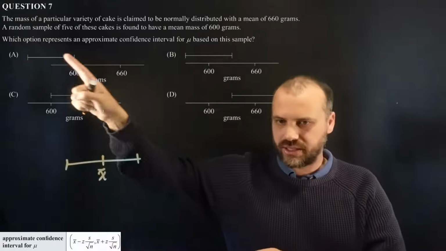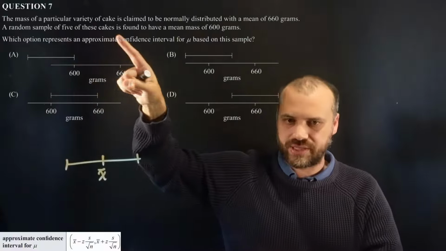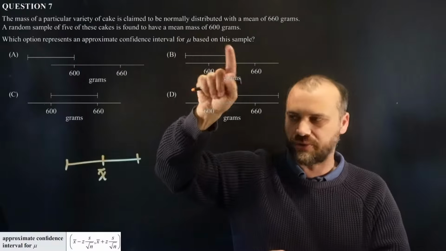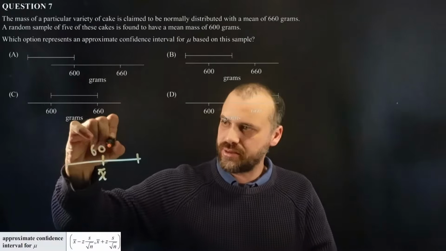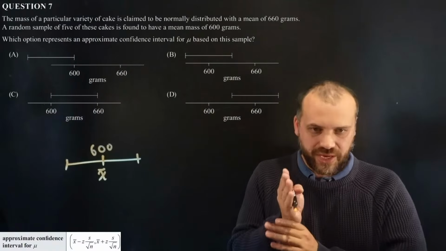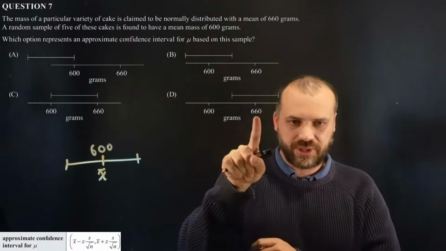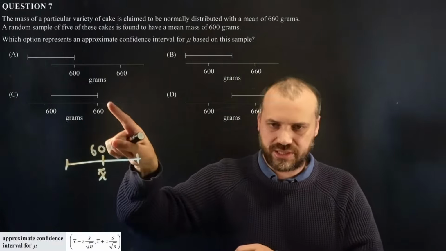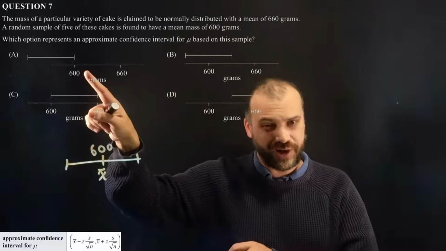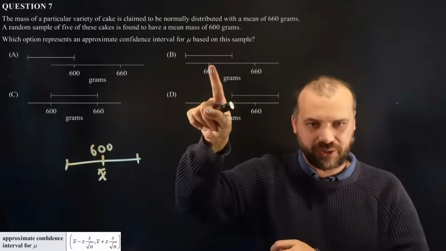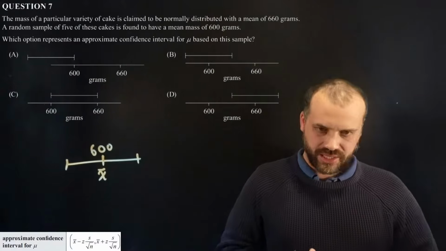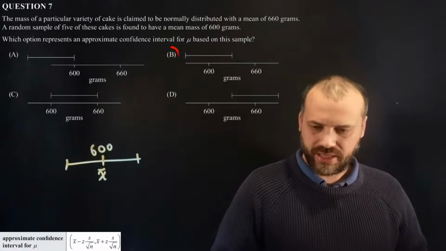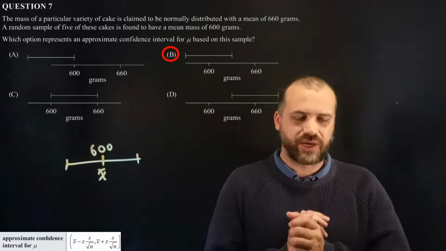Now, x bar: a random sample of 5 of these cakes is found to have a mean mass of 600. The sample mass is 600. The middle value is going to be 600. Now, the middle value of this one's 660. This one's between 600 and 660. This one has the highest value of 600. The only one that has a middle value of 600 is B, and that is my answer.